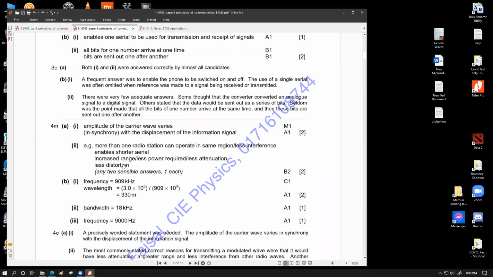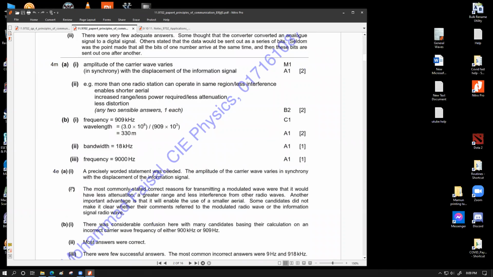Anyway, this is given as an example over here, which brings us to the idea that there can be more points. Let's look at the examiner's report. The most commonly stated correct reasons for transmitting a modulated wave were that it would have less attenuation, a greater range, and less interference from other radio waves. And the important advantage is that it will enable the use of a smaller aerial. Some candidates did not make it clear whether their comments referred to the modulated radio wave or the information signal radio wave.